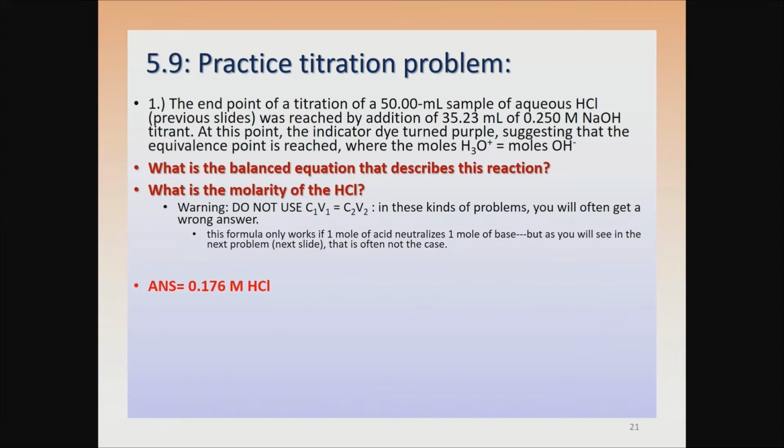And so we want to answer two questions. First off, we want to write a balanced equation that describes the reaction we had when we add base to the acid. And two, we want to figure out the molarity of the HCl that we start with. So I'm going to go ahead and do this on the glass board.